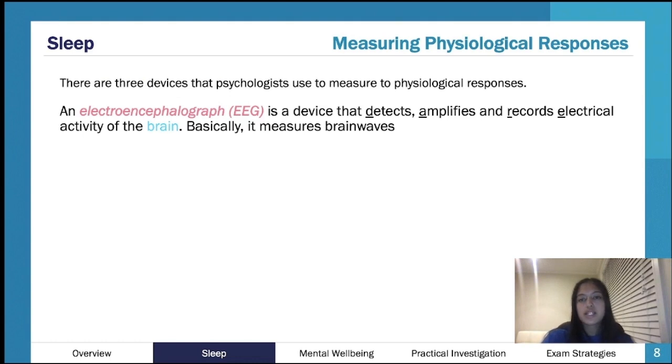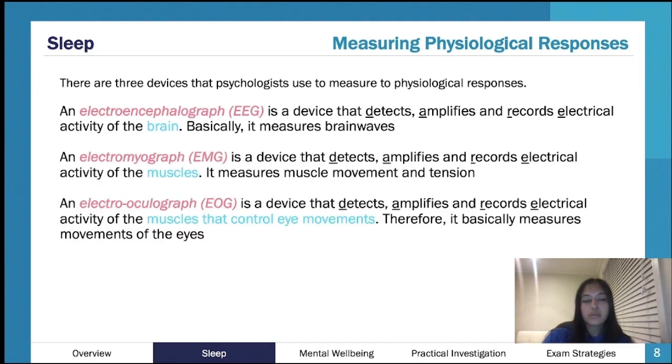Okay, so in terms of this idea of measuring sleep, we have this classification of measuring the physiological responses of sleep. Physiological just means relating to the body ultimately. So we've got three of these sorts of devices. The first of these is an EEG. We can see here they have quite long names.